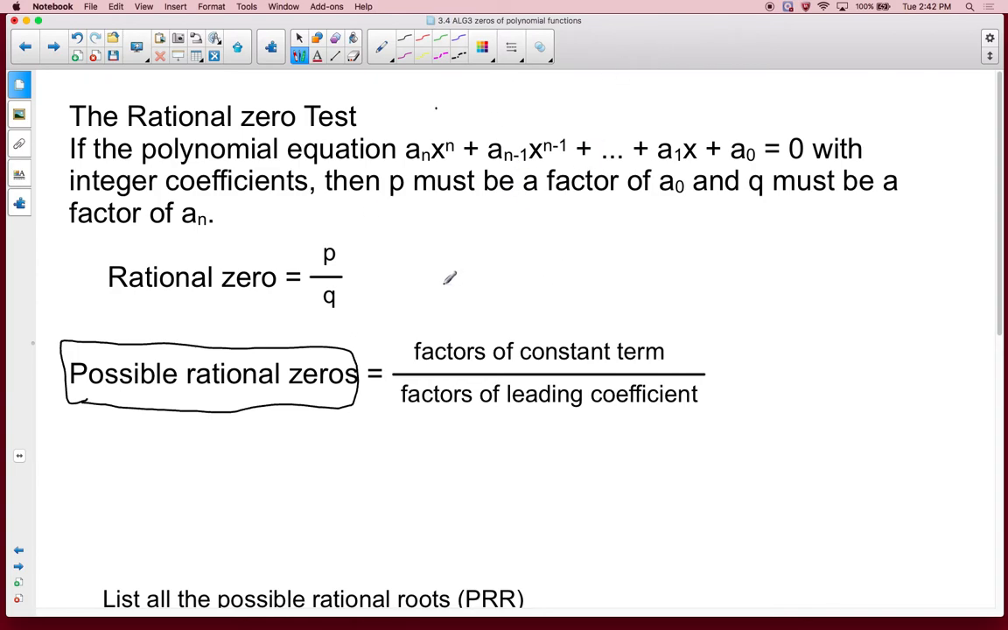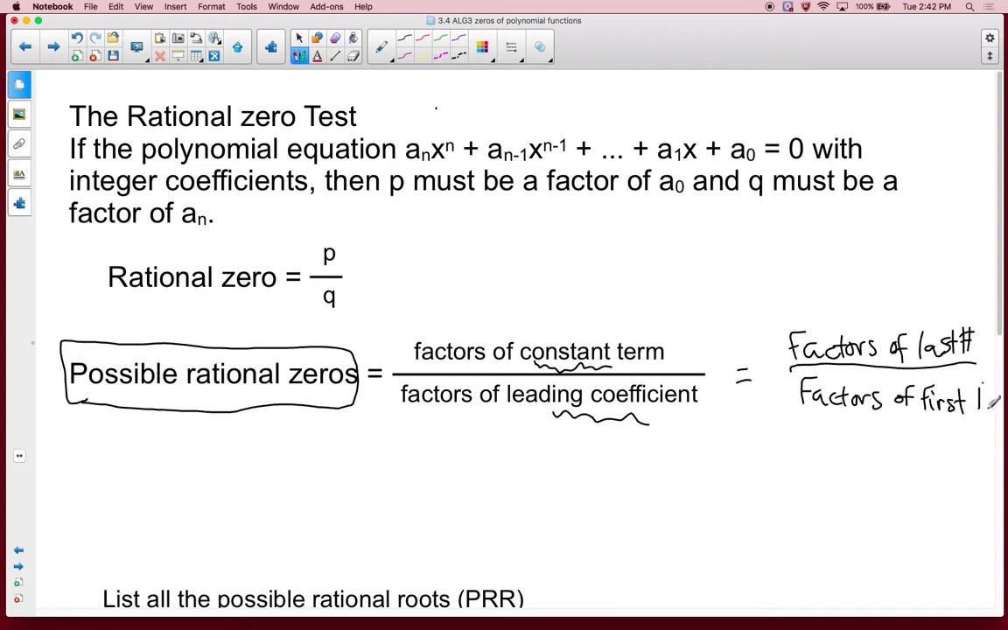Okay, so we're going to find that by finding the factors of the constant term over the factors of the leading coefficient. Or when it's in standard form, we're going to find the factors of the last number over the factors of the first number. And this is when it's in standard form. So we remember that standard form is always from the highest degree, the highest exponent, to the lowest exponent.